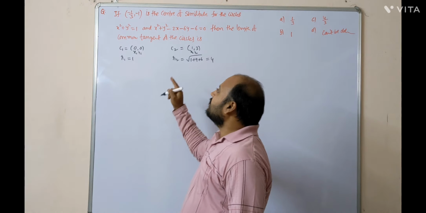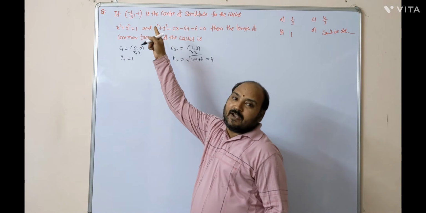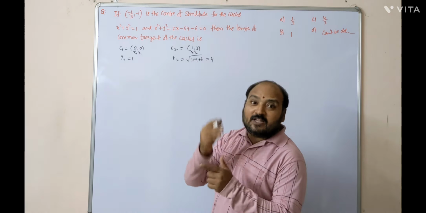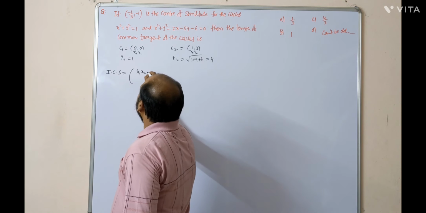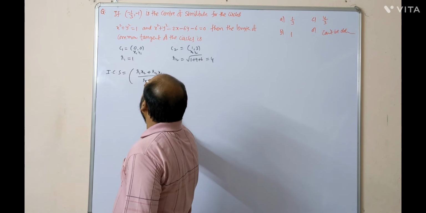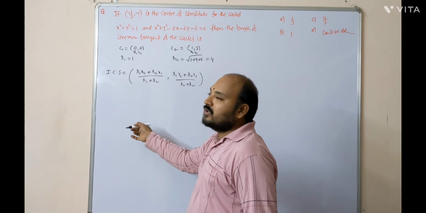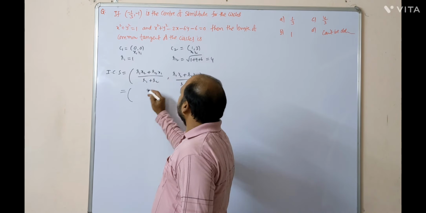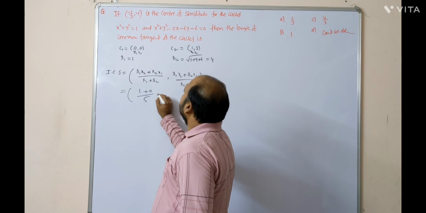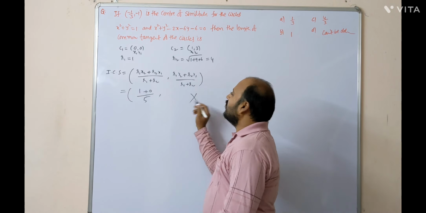If it is the ICS, the internal center of similitude, the transverse common tangent will come. Calculating the ICS: (R1x2 + R2x1)/(R1 + R2), (R1y2 + R2y1)/(R1 + R2). Substituting the respective values: R1 into x2 plus R2 into x1, 4 into 0, by R1 + R2, 1 + 4, 5. So we are not getting 1 by 5, so no need to go for this.